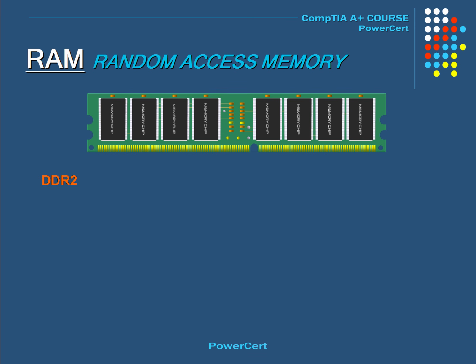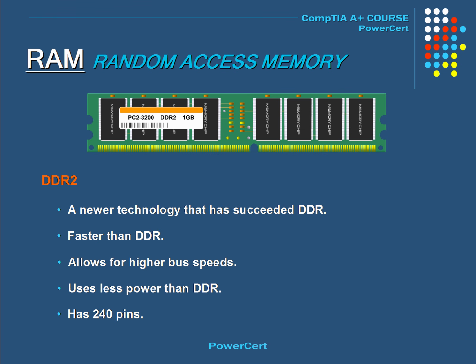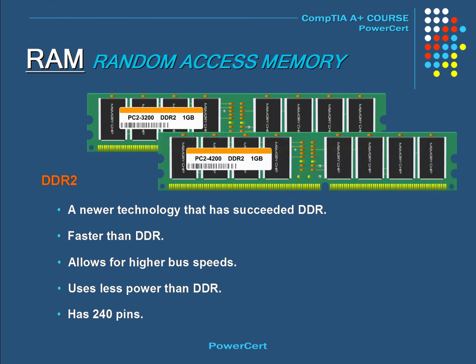A new technology that has succeeded DDR is DDR2. DDR2 is faster than DDR because it allows for higher bus speeds, and it also uses less power than DDR. A DDR2 DIMM has 240 pins, compared to 184 pins on DDR. Some examples of DDR2 are PC2-3200 and PC2-4200.